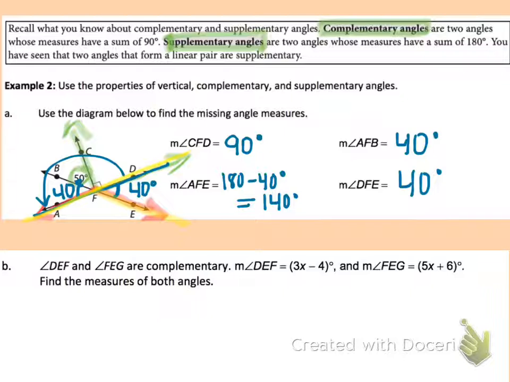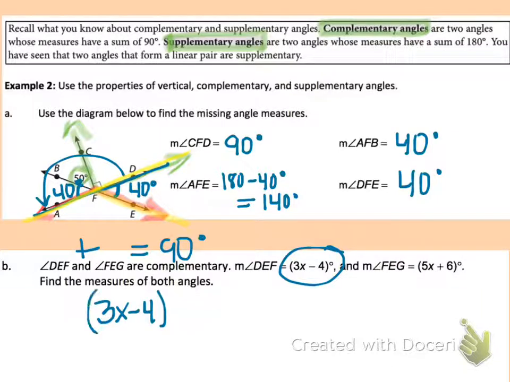So what we know for a fact is that they add up to 90 degrees together, right? If I add them together, they're 90 degrees. So that's what I'm going to say. I'm going to say DEF, which is 3x minus 4, and FEG, which is 5x plus 6, must equal 90 degrees together. Okay? So they want us to find the measure of both angles.